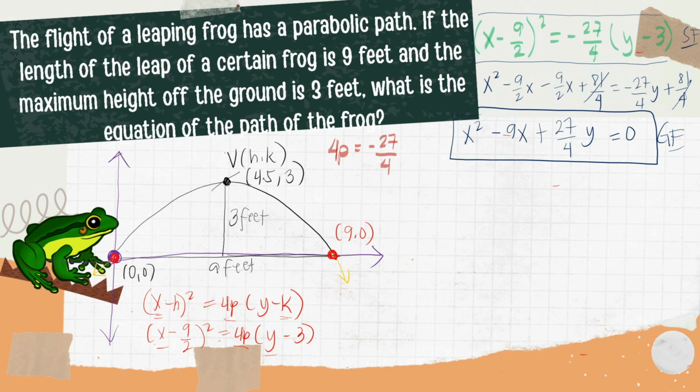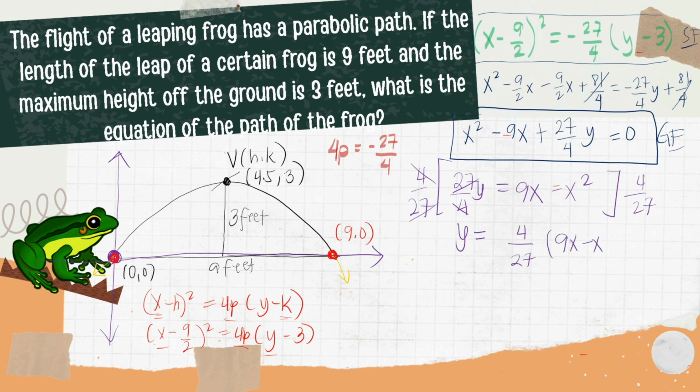So, paano naman in terms of y? So, kapag in terms of y, 27 over 4y, lipat lang natin si negative 9x, so magiging positive 9x. And then yung x squared, magiging negative x squared. And then, let's multiply both sides by 4 over 27 para ma-cancel out tong dalawang to. So, in terms of y, yung equation natin is 4 over 27 times 9x minus x squared.